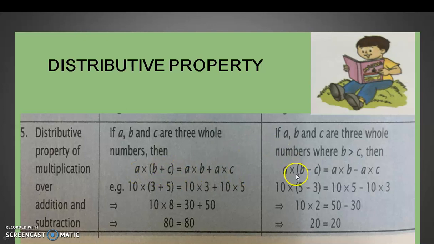If we have a multiplied by (b minus c), it will be written as a multiplied by b minus a multiplied by c. So the number outside the bracket is taken with both the numbers inside the bracket. If there is a positive sign, it is called the distributive property over addition. If there is a minus sign inside the bracket, it is called the distributive property over subtraction.